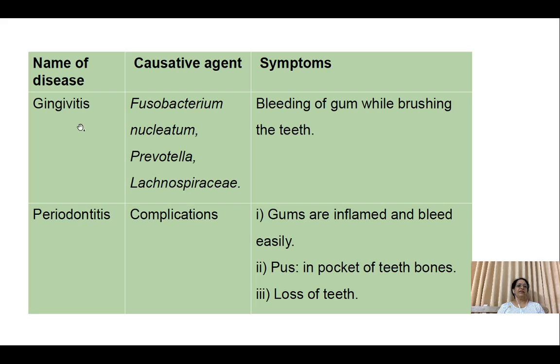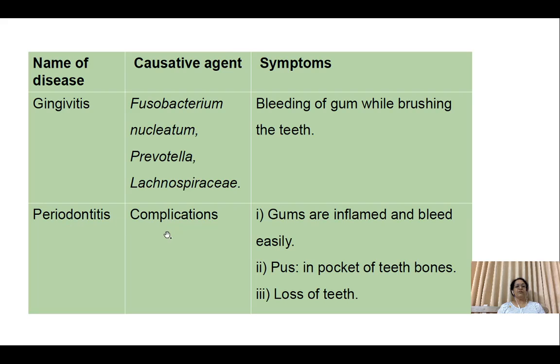Next to this is gingivitis. Gingivitis is caused by Fusobacterium nucleatum, Prevotella species, and Lachnospiraceae species. Bleeding of the gums is common while brushing the teeth in the case of gingivitis. Gingivitis itself is nothing but an inflammation of the gingiva. Next disease is periodontitis, that is inflammation of the tooth as well as the gingiva which supports the tooth.